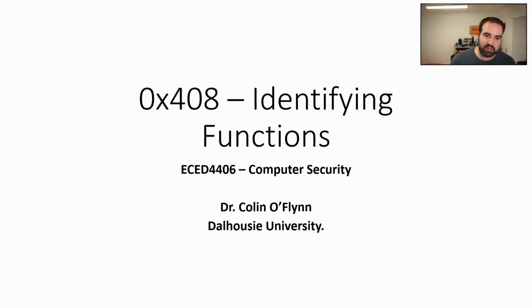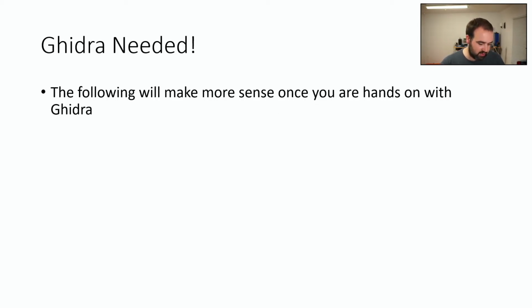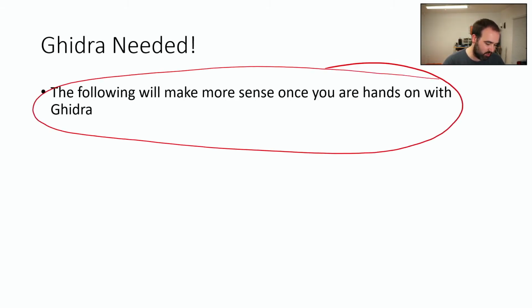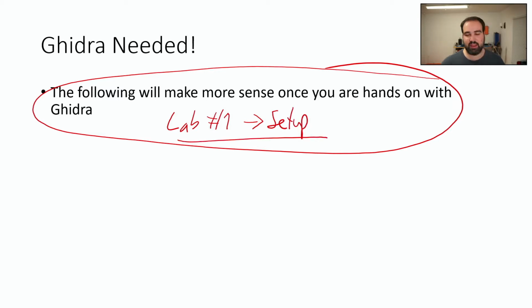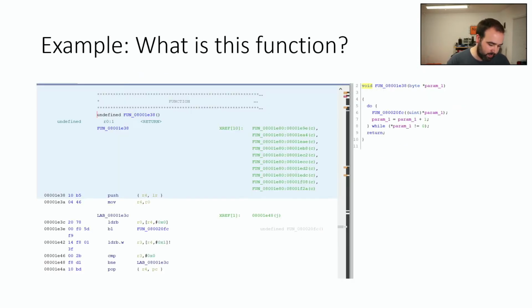Okay, so let's look at a task you might need to do with Ghidra. One of them is identifying functions. One of the core things you'll be doing is looking at different functions that are running and trying to identify what the point of them is, right? This lecture will make more sense once you've got hands-on with Ghidra a bit. So if you see the lab number 1 setup, it shows you some of the steps to actually open the same file.